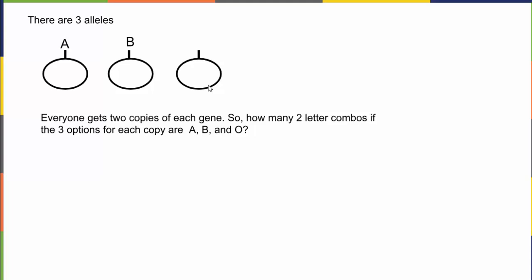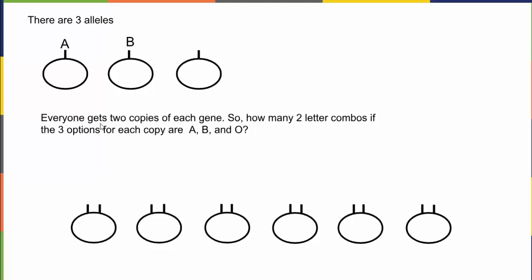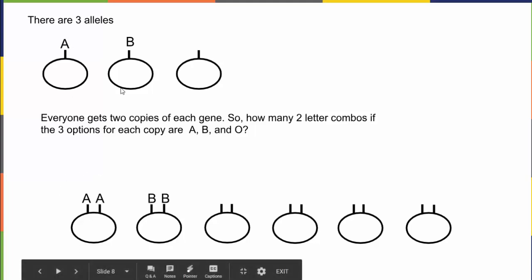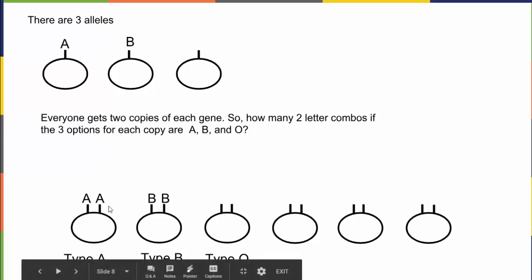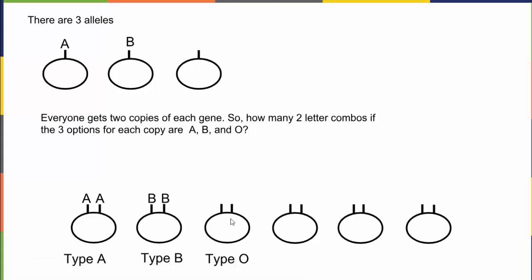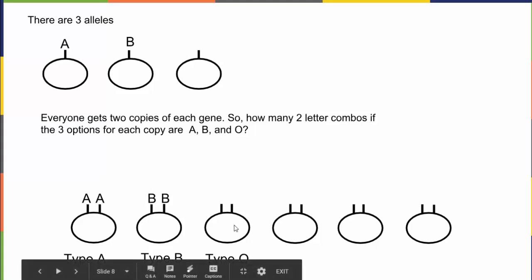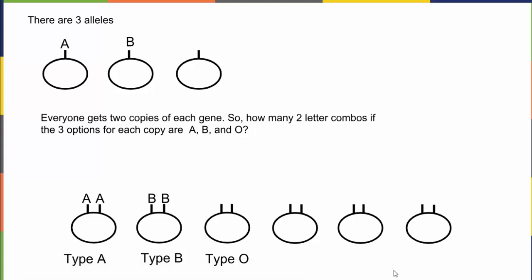we have to think about all of the 2-letter combinations there are here, okay? We can have 2 A's, we can have 2 B's, we can have 2 O's. Okay, if you got a copy of A from your mother and a copy of A from your father, this is what your blood cells would look like. If you got B from your mother and B from your father, this is what they'd look like. And if you got O from your mother and O from your father, this is what your blood cells would look like. Okay, and these are your blood types, type A, type B, and type O.